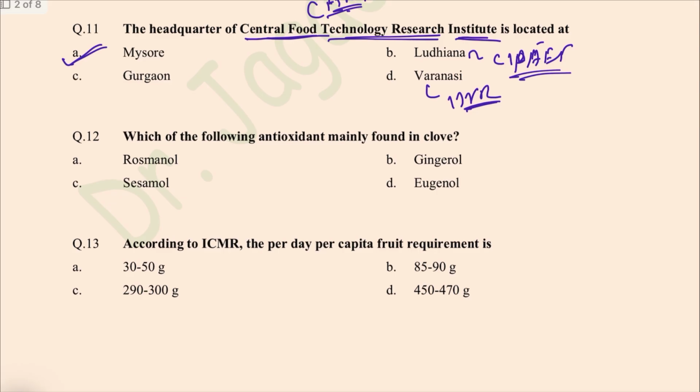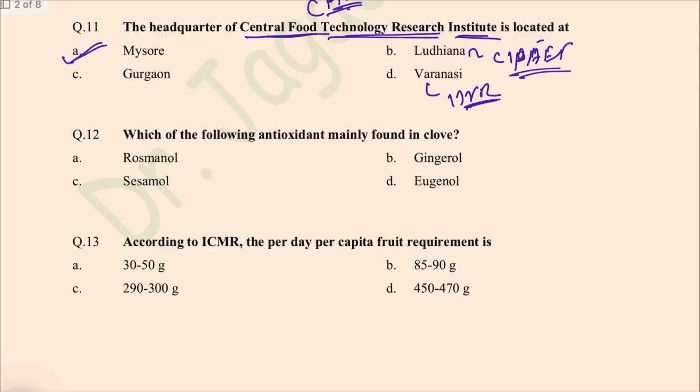Next question: which of the following antioxidants is mainly found in clove? That is clove, the scientific name is Syzygium aromaticum. Basically, it is the dried flower bud of the clove tree.